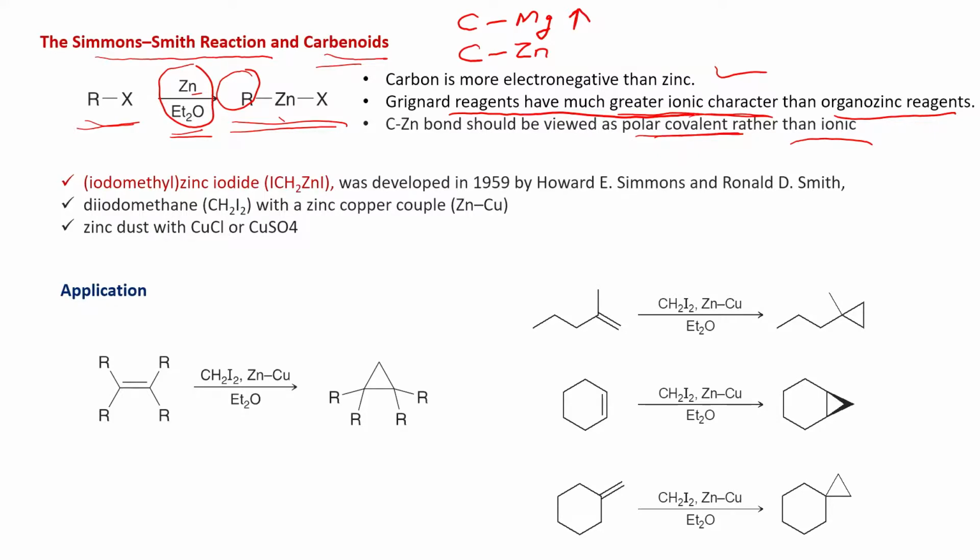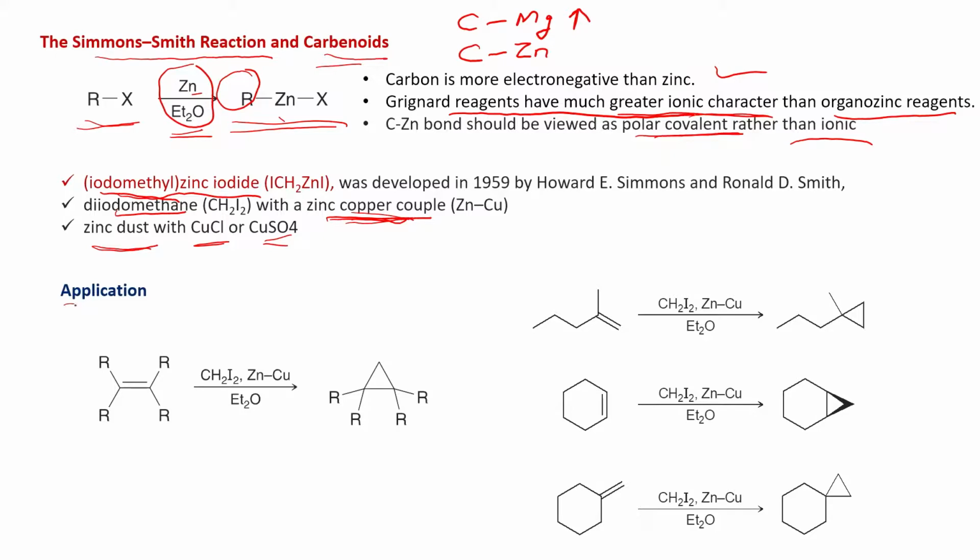So how do you prepare your Simmons-Smith reagent? Okay, if you treat diiodomethane with zinc-copper couple, you will get iodomethylzinc iodide, which is called Simmons-Smith reagent. And where do you get this zinc-copper couple? When you treat zinc dust with copper chloride or copper sulfate, you will get zinc-copper couple. Then you treat the zinc-copper couple with diiodomethane, and you will get your Simmons-Smith reagent.